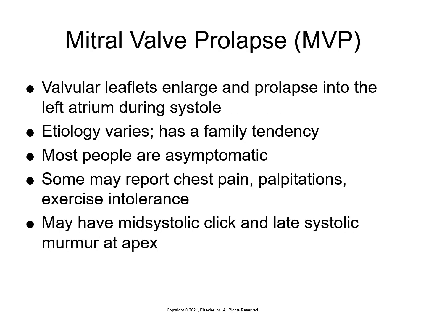Now, mitral valve prolapse is when the leaflets on the valve get bigger, and then they prolapse into the left atrium when the heart beats, when it contracts. There's a family tendency for this. Most people are asymptomatic. My sister was asymptomatic. This is what she had. Some people will have palpitations. She did have that rapid heart rate that they controlled with a calcium channel blocker. And sometimes they have chest pain and exercise intolerance. Sometimes you can hear a click when you listen to the heart. They would have a mid-systolic click and maybe a murmur.